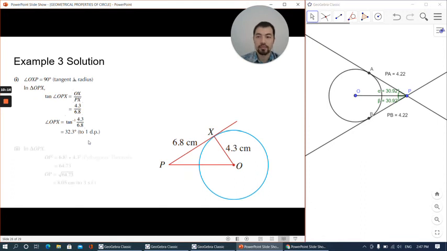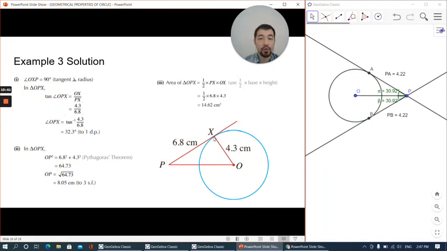Next one, in the triangle OPX, we want to find OP, and we can use Pythagoras' theorem. So 4.3 squared plus 6.8 squared equals OP squared. So OP will be 8.05 centimeters.